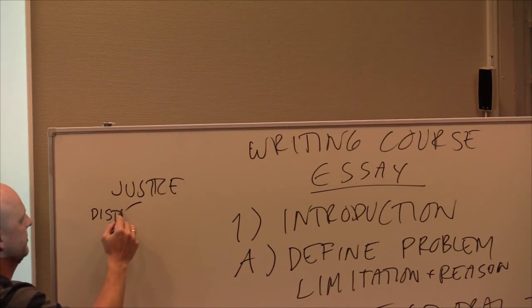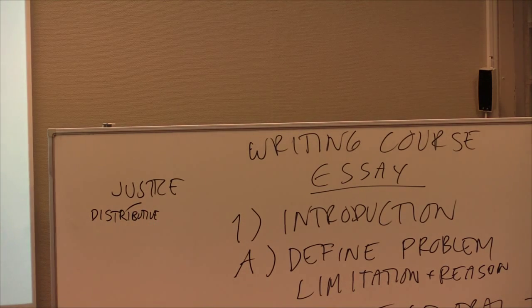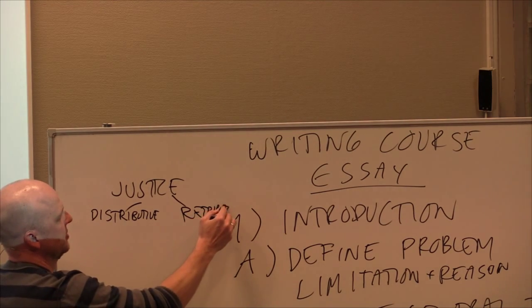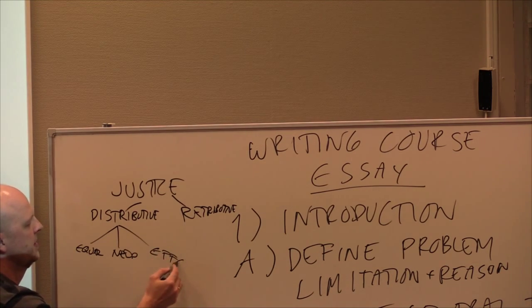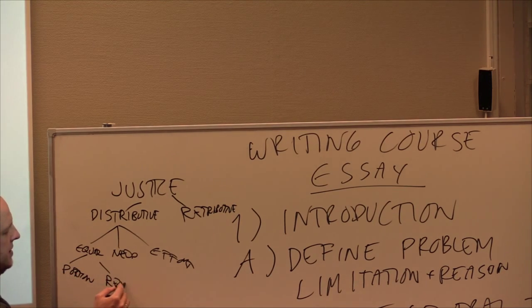Yes, we have distributive justice, which is about how you share different goods, and we have retributive justice, which is about what's a just punishment. And we have different forms of distributive justice. What is just? Is it that it should be equal for all, or is it that it should be according to need, or should it be according to effort? And then you have subtypes of this again. Should I have an equal portion, or should I have an equal result, etc.